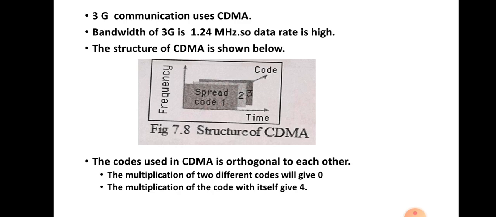The bandwidth is 1.24 megahertz, and by using other CDMA techniques such as WCDMA, we can improve the bandwidth up to 5 megahertz. So that's all about the CDMA technique.